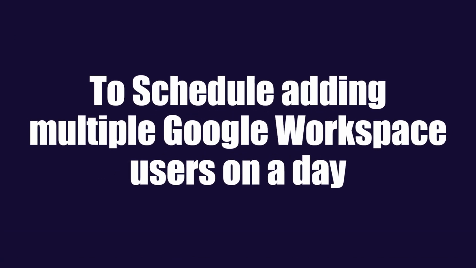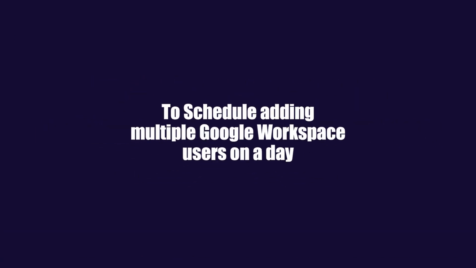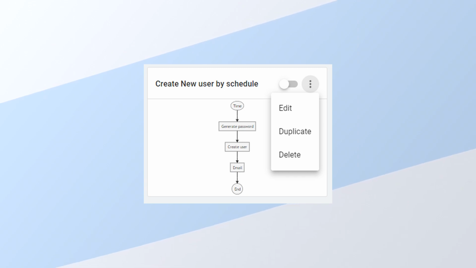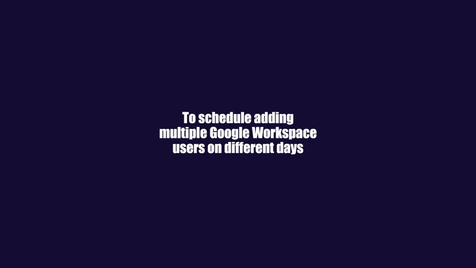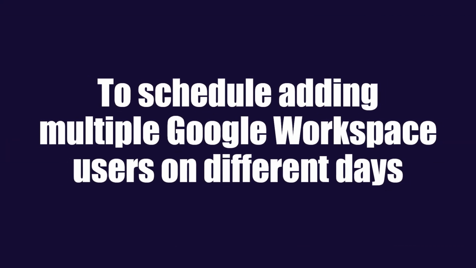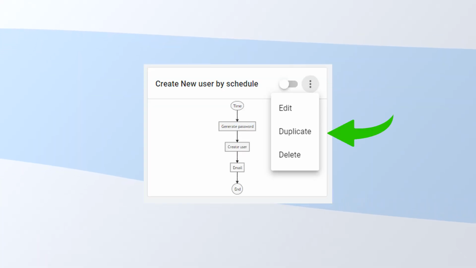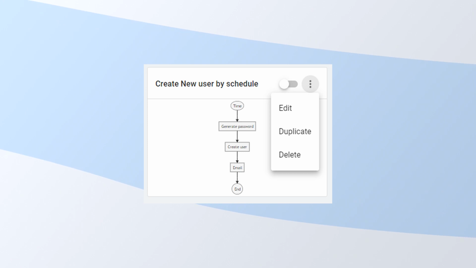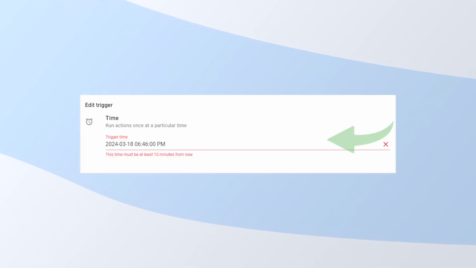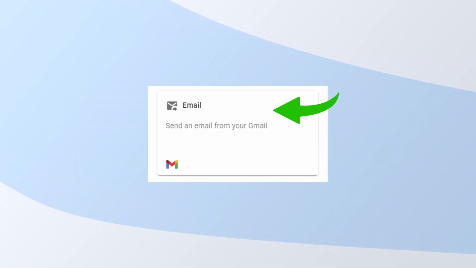To schedule adding multiple Google Workspace users on a day, go to the menu options and select Duplicate. To schedule adding multiple Google Workspace users on different days, go to the menu options and select Duplicate option. Then the administrator needs to configure the time trigger, create user and email actions.